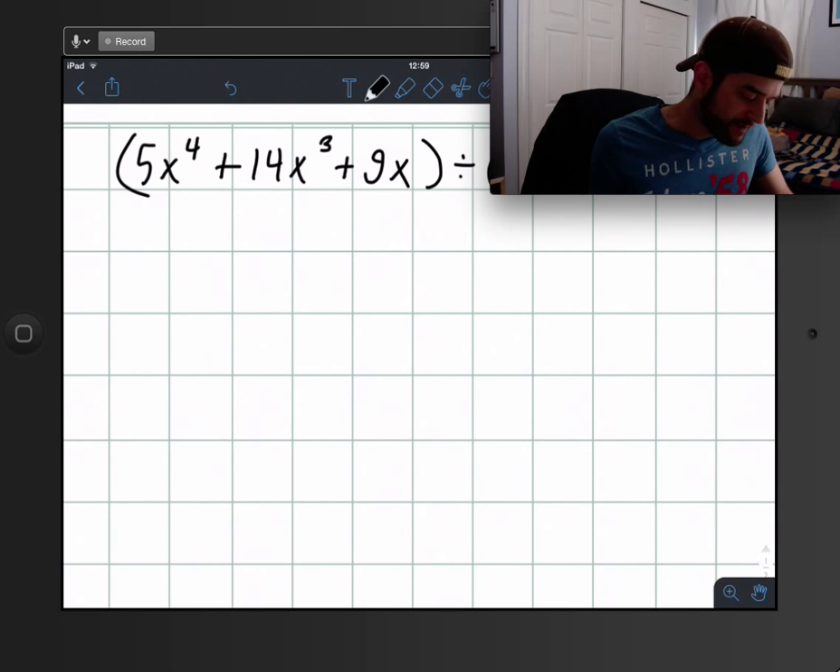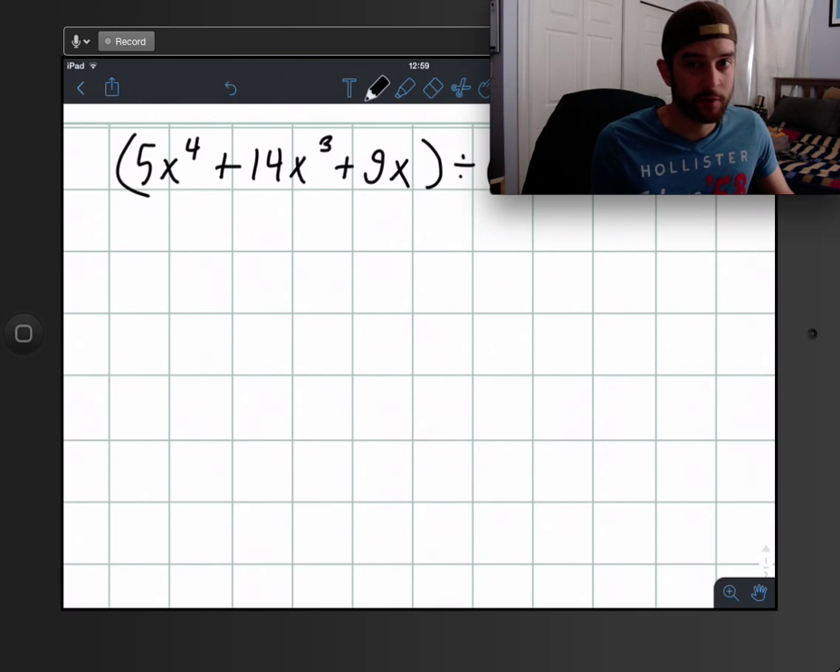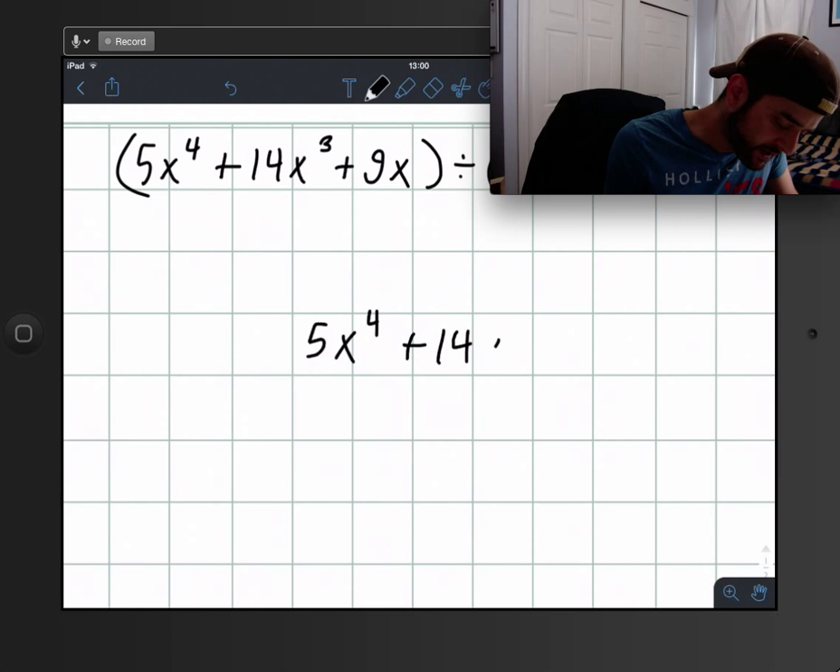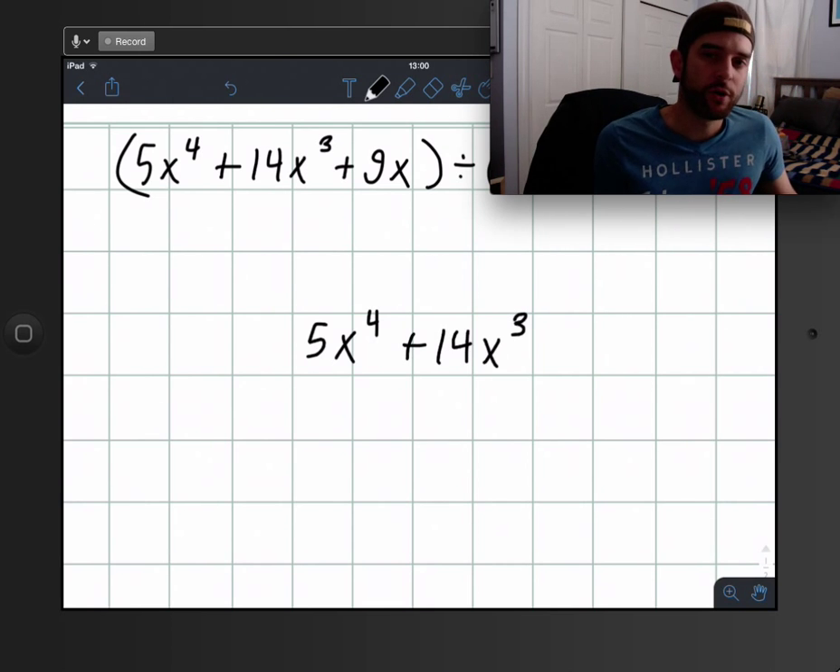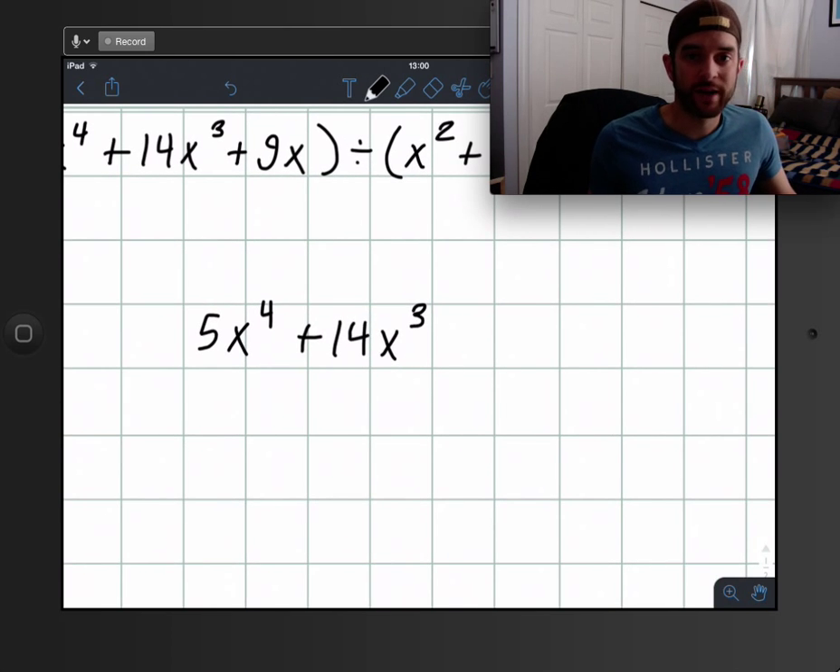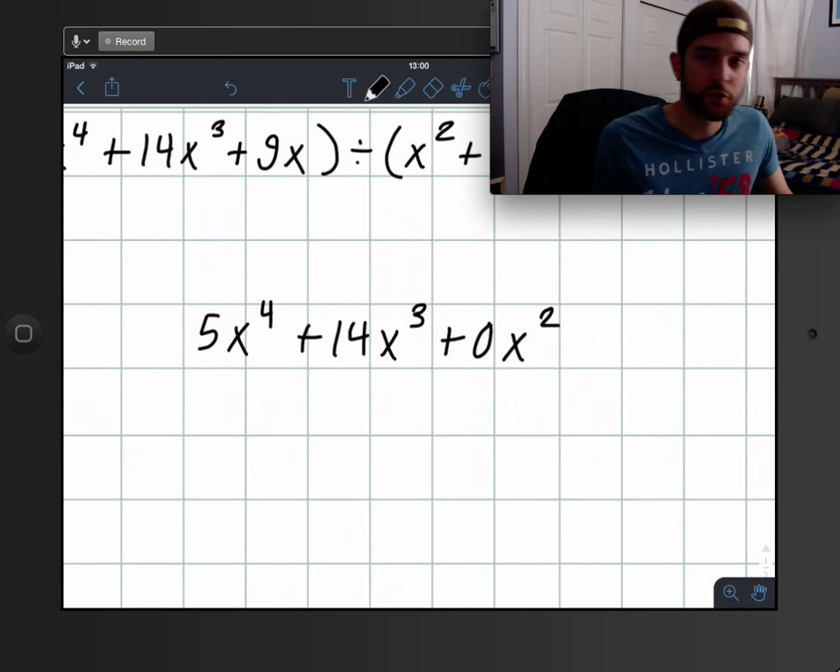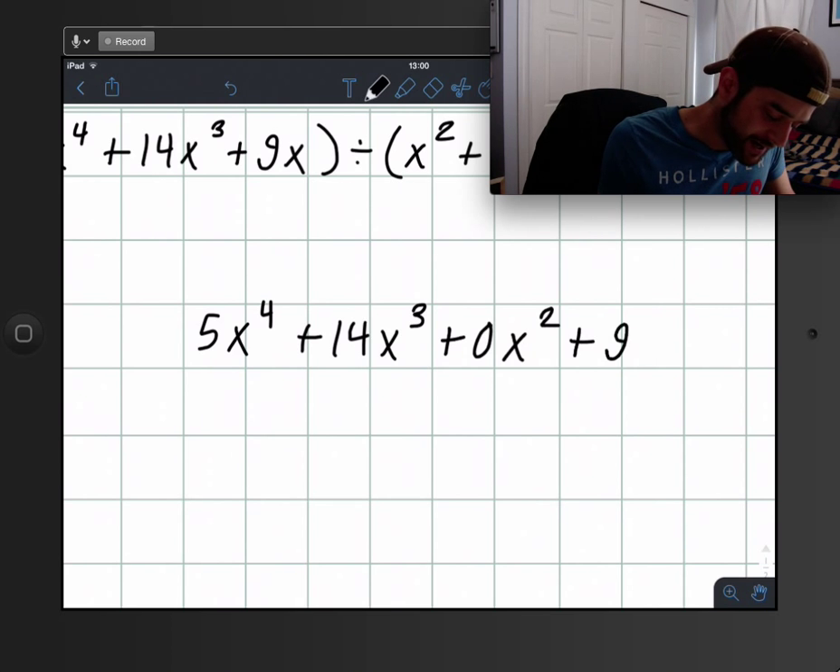So here we have 5x to the fourth plus 14x cubed plus 9x divided by x squared plus 3x. Now, when I write my dividend under the fraction bar, I have 5x to the fourth plus 14x cubed. But you'll notice there's no x squared term. Well, because there's no x squared term, I do have to account for it. But because it's not there, I'm going to write it as 0x squared. Trust me. And then plus 9x.